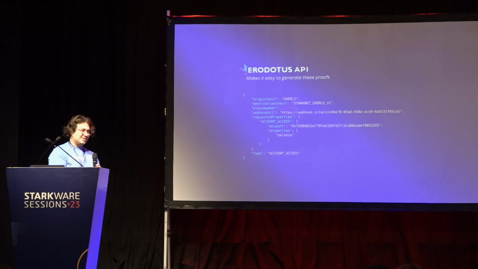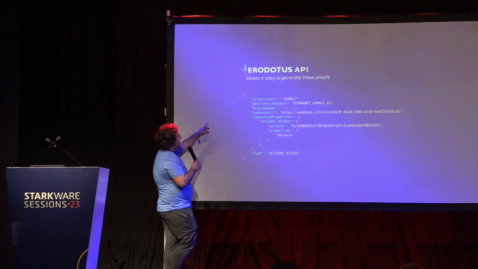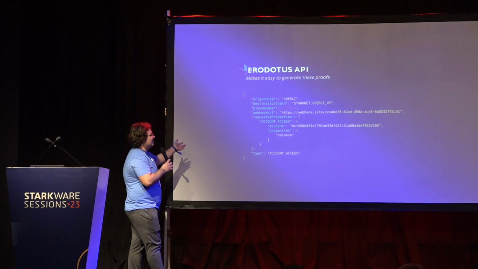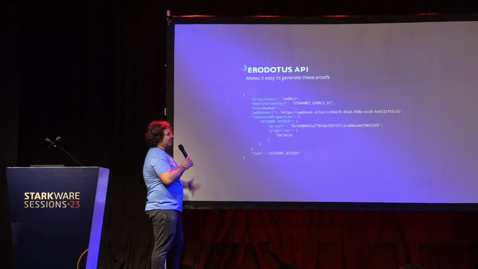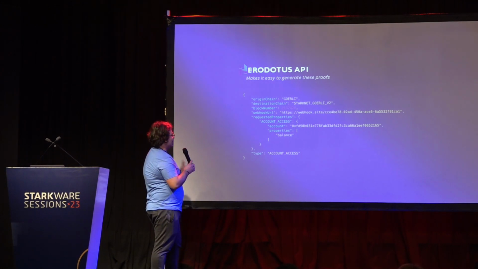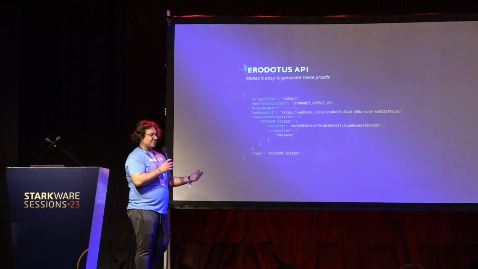Okay, this is how a request to our Herodotus API looks. So you provide an origin chain from which you want the data. You provide a destination chain where you want to access the data. Then you provide a block number, so basically a point in time where the data should be accessed from. You provide a webhook so that we give you a callback when everything is ready.